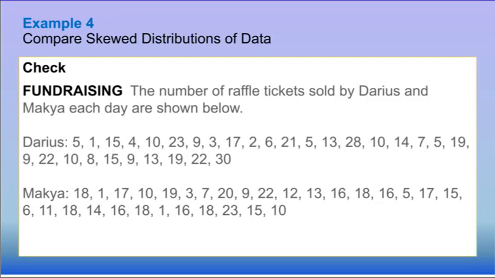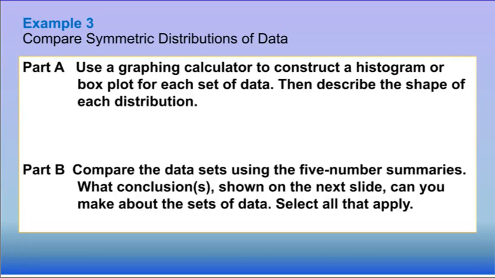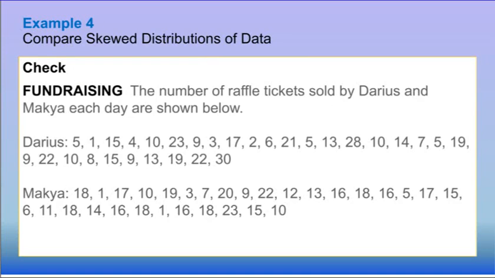Next example, it says the number of raffle tickets sold by Darius and Micaiah each day are shown below. So Darius, you have their numbers. Micaiah, we have her numbers. What we're going to do is use a histogram or a box plot for each of the data, describe the shape, and then compare the data sets using the 5-number summaries and write down some conclusions shown on the next slide about those.